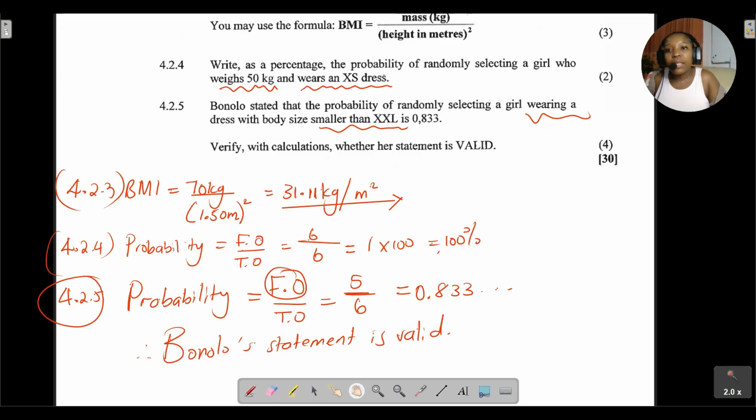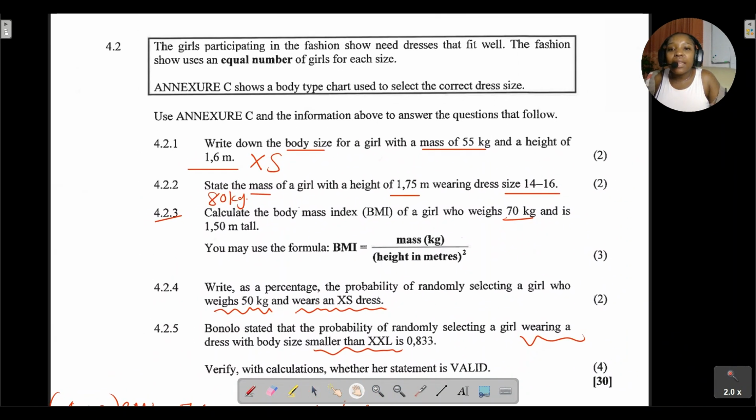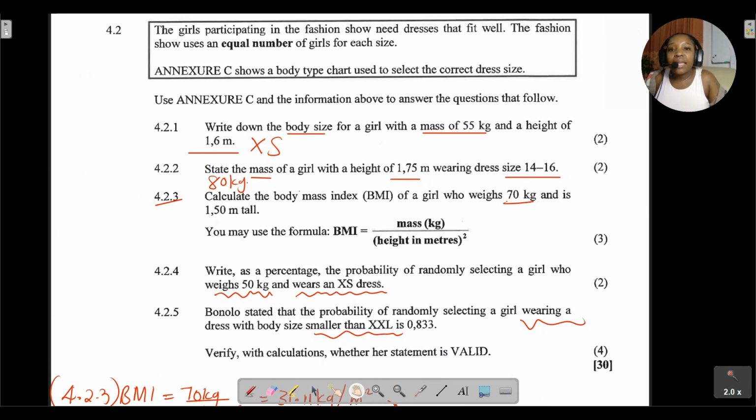So we are almost there, guys. I hope you enjoyed this. I think the key here was just understanding that there were 6 different dress sizes. Once you understand that, it becomes easy for us to calculate the probability because we are able to identify the variable outcomes, and obviously we know what the total outcome is, which is 6.